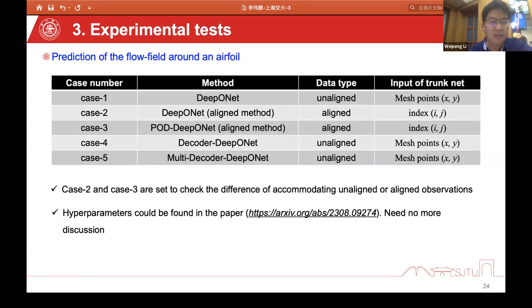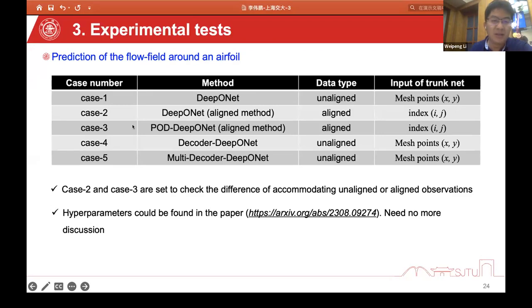And we compared four cases. The first one is traditional DeepONet, and the second one is DeepONet, but we ignore the unaligned observer data and directly regard the data as aligned. That means the DeepONet aligned method. The only difference between the two is the input for the trunk net. The first one is XY, and the second one is IG, the index.